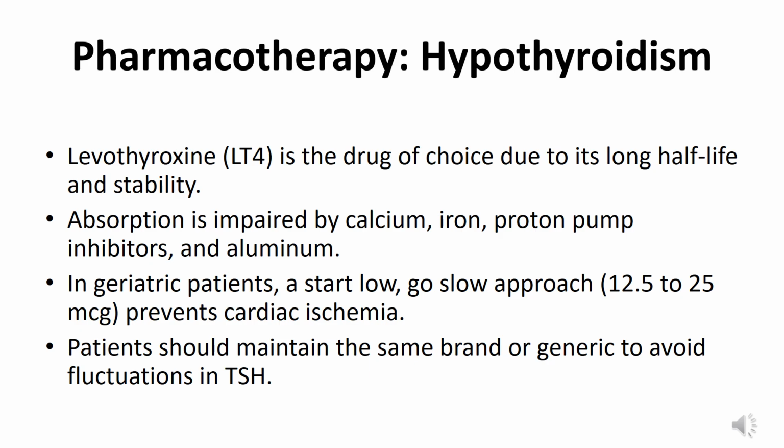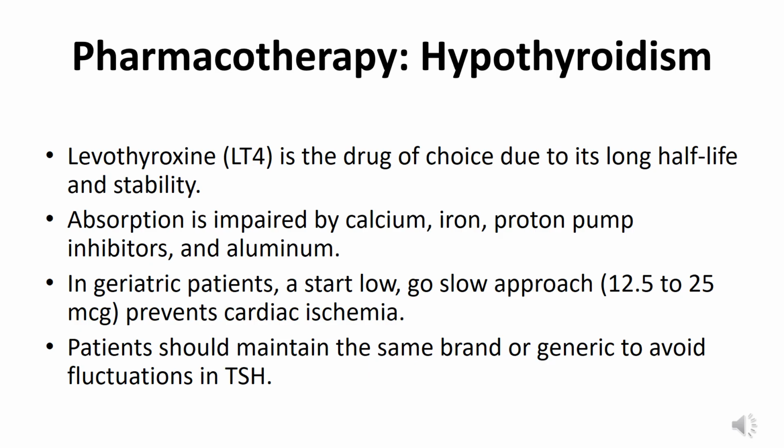Initial doses may begin as low as 12.5 to 25 micrograms daily, followed by gradual dose increases over time. This allows the cardiovascular system to adapt safely to increasing metabolic activity.